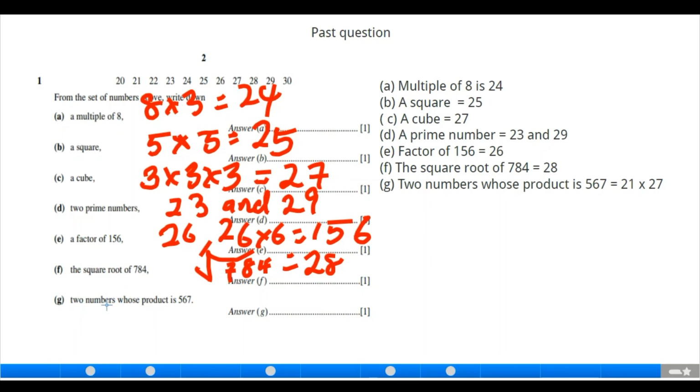Now, they said we should look at two numbers whose product is 567. So two numbers that, by the time you multiply them together, will give us 567. Among all these numbers, you try to look at two that you can multiply together to give us 567, and that is going to be 21 multiplied by 27. If you multiply 21 times 27, it is going to give us 567.